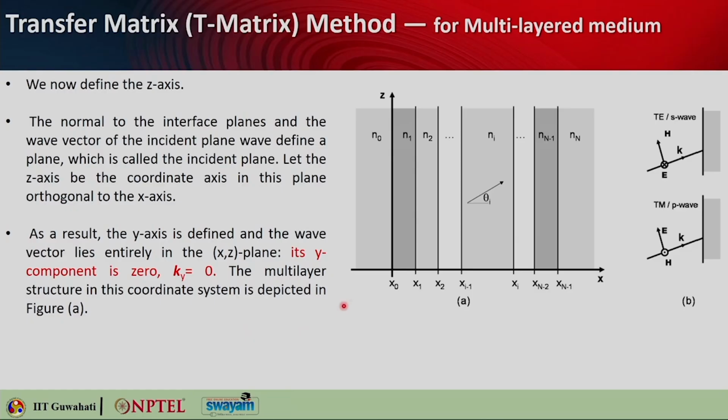We are assuming that, and in doing so we are also considering that the ky component is 0. It means the wave vector will not have any y component. That's an assumption. Even if it has one, we can use the transfer matrix method, but the calculation becomes a little complicated. So let us assume in this case that the wave lies in that plane. The wave vector is in the xz plane, that is this particular plane.